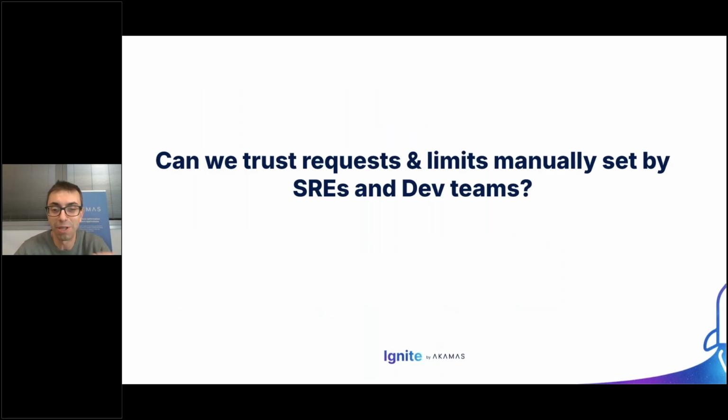So one of the things that usually comes up is, okay, my teams are already setting requests and limits. Typically, they do things manually. They look at dashboards. So I'm all set, right? So I don't need any additional optimization. But the reality is quite different.